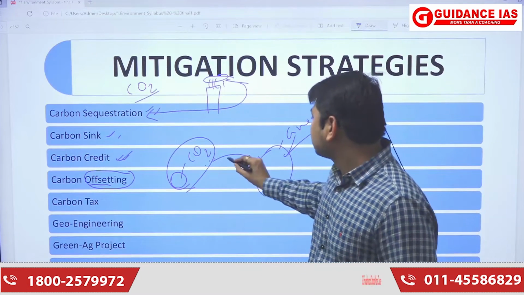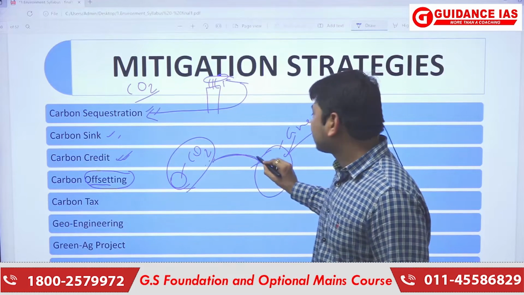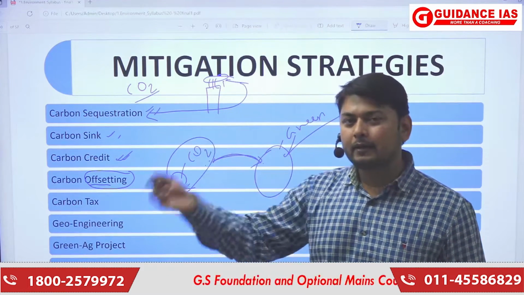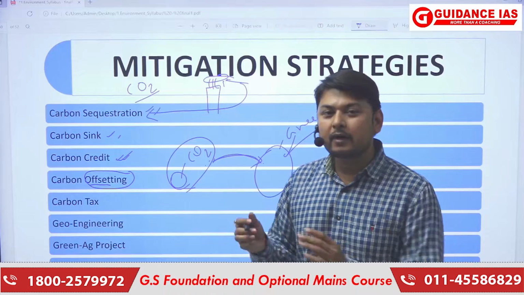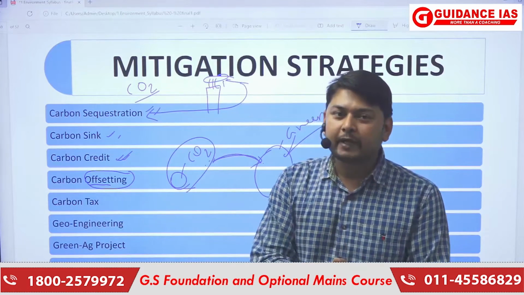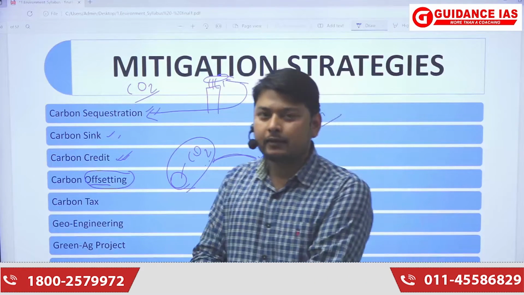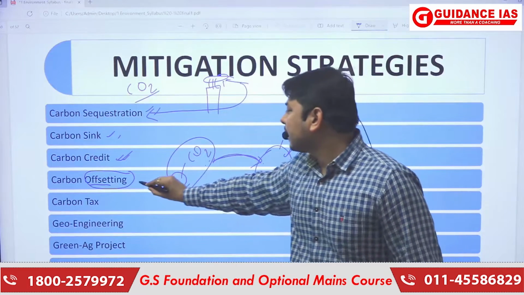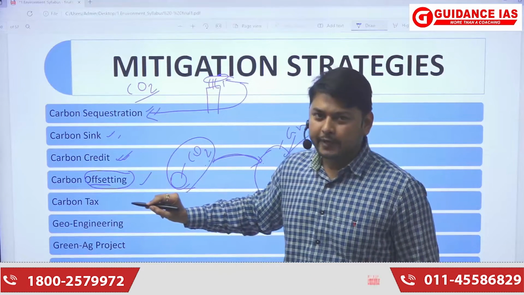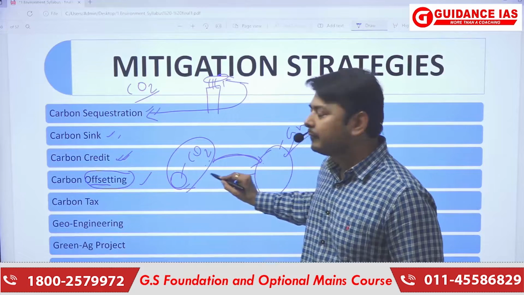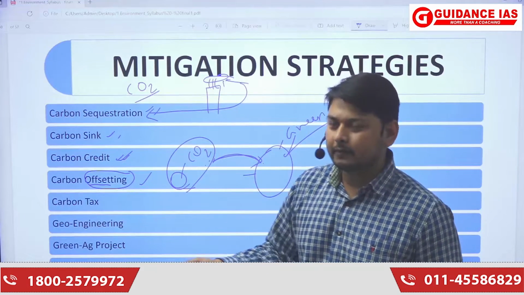Okay? So the release of carbon dioxide is being shifted from one country to another country. This is called carbon offsetting. Okay? This is the basic concept. We will see this in detail further.